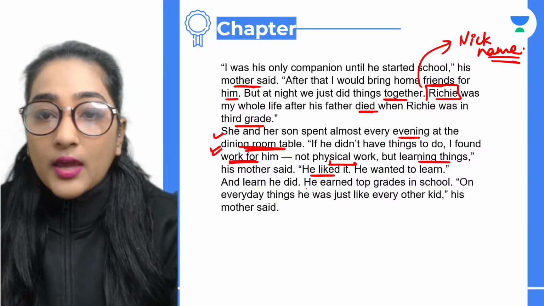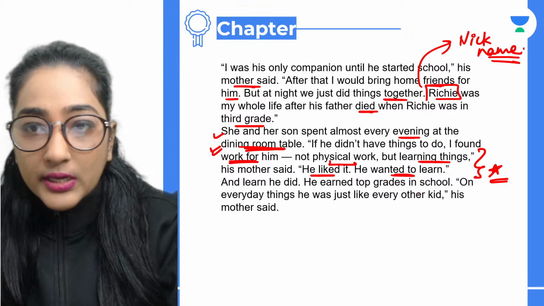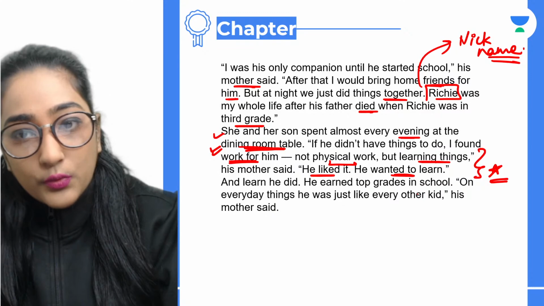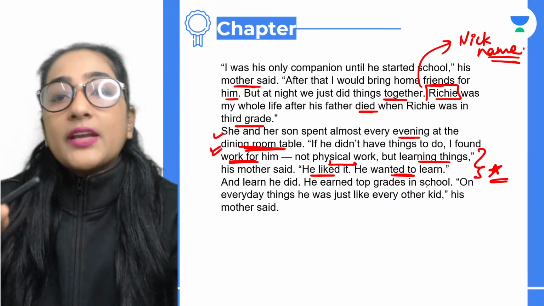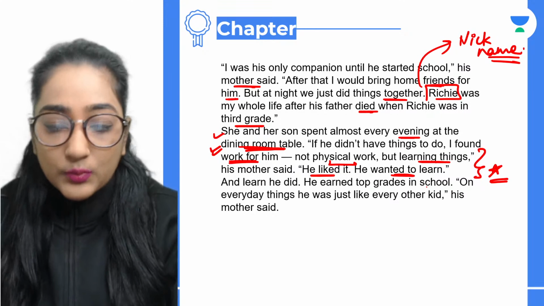So what do we see next, everyone? Very good. We see he wanted to learn. So this was one of the very positive attitudes, right? When you are going to write the answers, you all can write this in your notebooks. Okay, bring home friends. This is not home friends. He is saying after that I would bring home, मतलब मैं घर पे लाती थी friends को. That is what it means. All right, that is how you read it. After that, I would bring home friends for him. That is what it is.